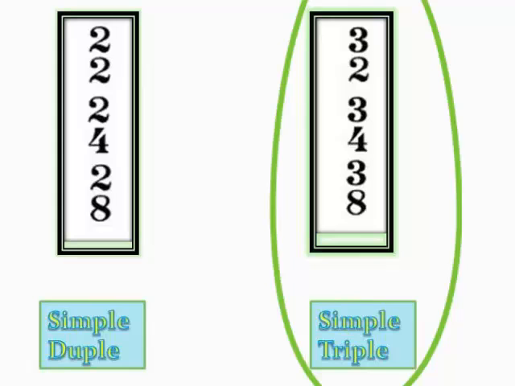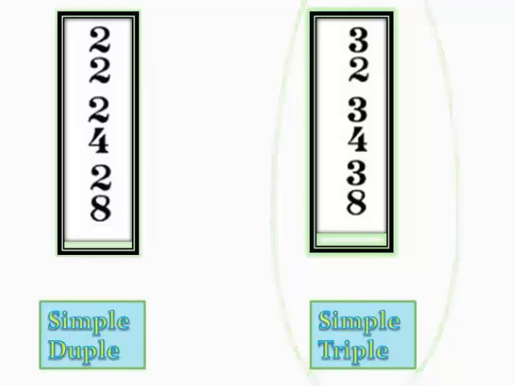In simple triple time, we could have 3/2, 3/4, or 3/8. Just like in simple duple time, the bottom number always tells us what type of note gets 1 beat. In 3/2, a half note gets 1 beat. In 3/4, a quarter note gets 1 beat. And in 3/8, an eighth note gets 1 beat.